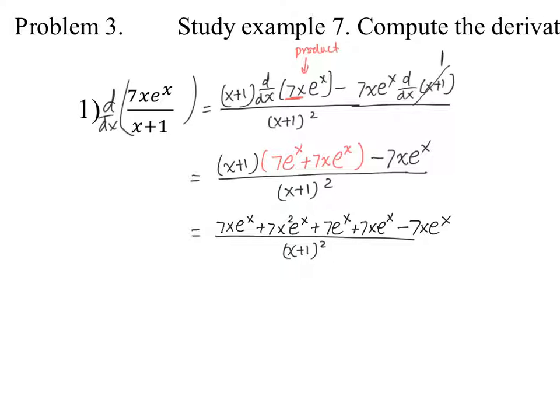So these two can be cancelled, and so we're left with, and then it seems like e to the x is a common factor, so we can factor out 7 and e to the x. And then let's rearrange the order from the highest to the lowest. So x squared is the highest, the next one, x, is the next highest, and the 1 is the lowest, divided by (x plus 1) squared. So after simplification, that's what we have.